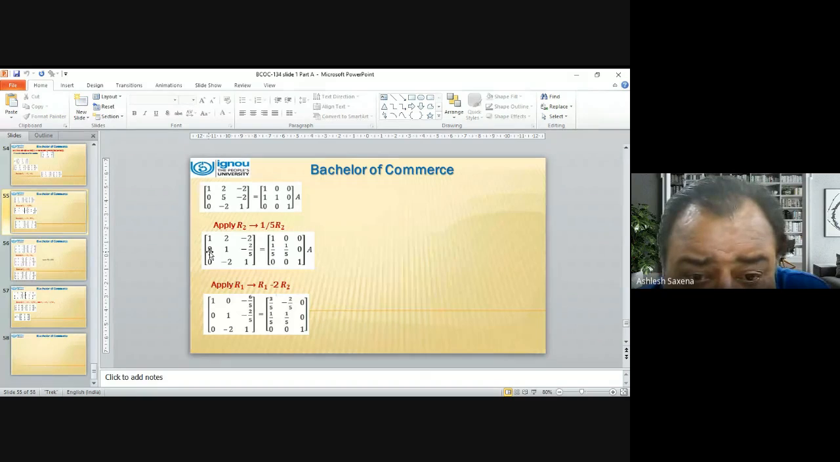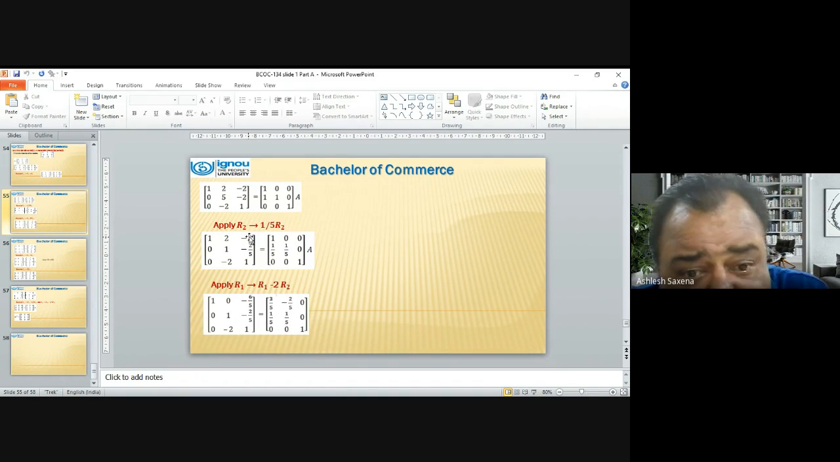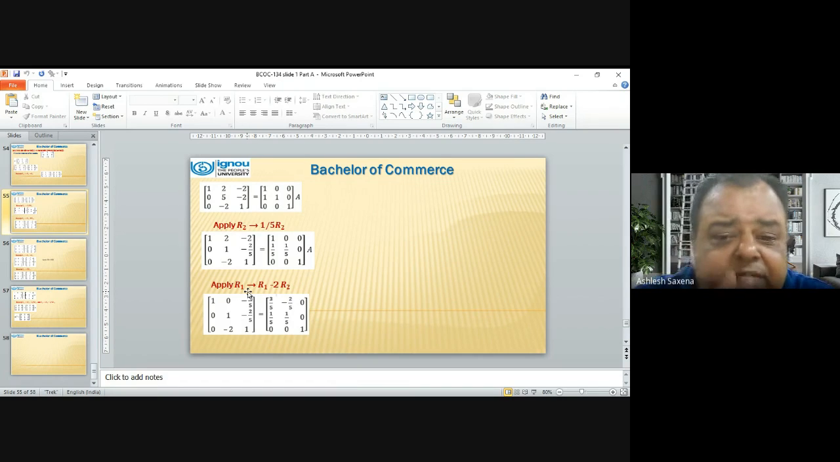When I subtract 1 minus 0, this is not going to change. But when I subtract 2 minus 2, this will become 0. Let it be what is coming: minus 2, minus 2 plus 4 by 5. Let it be. This comes up to be minus 6 by 5. Don't be worried about it.